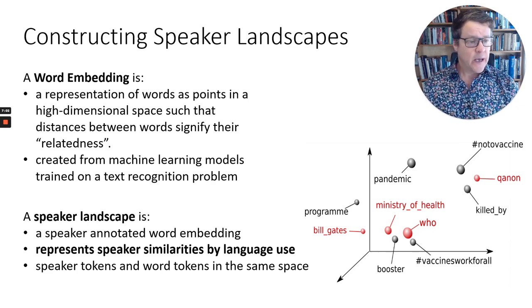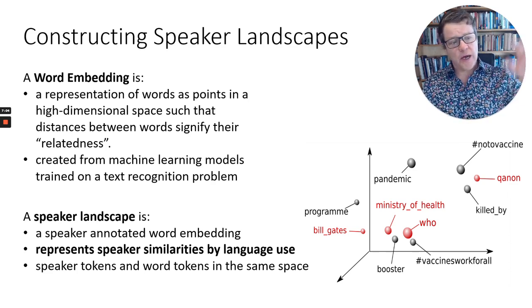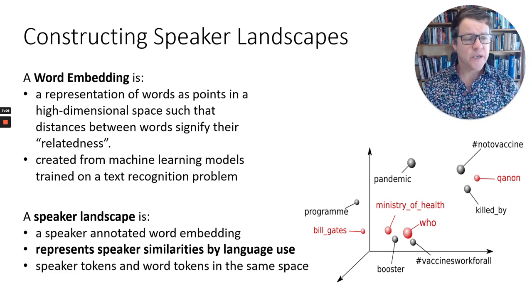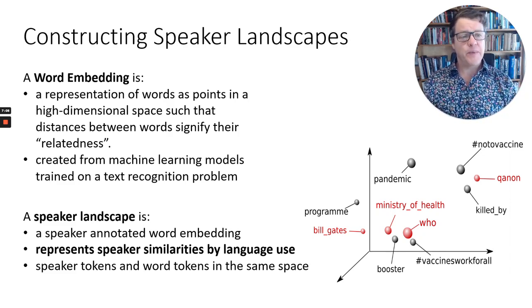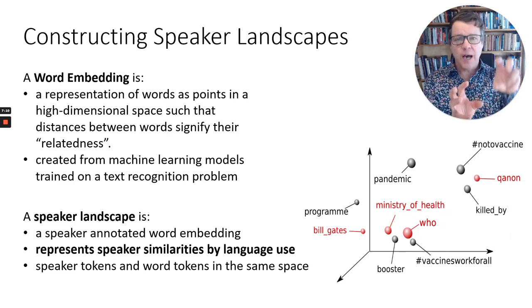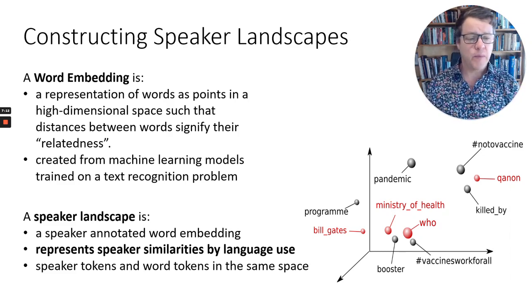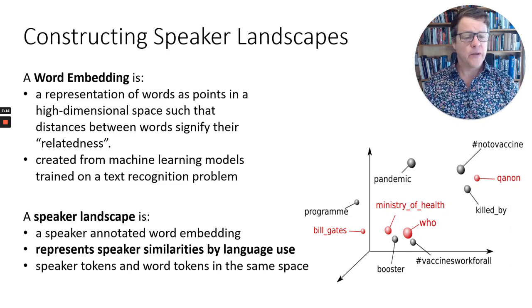So you can see QAnon on the top right over there. There's a speaker and agent. And now the speaker is embedded close to QAnon types of language, no to vaccine, kill bill. And then on the bottom right-hand corner over there, you see we've got the World Health Organization, WHO, and the Ministry of Health embedded close together. They're using public health type of language, boosters, vaccines work for all, etc.